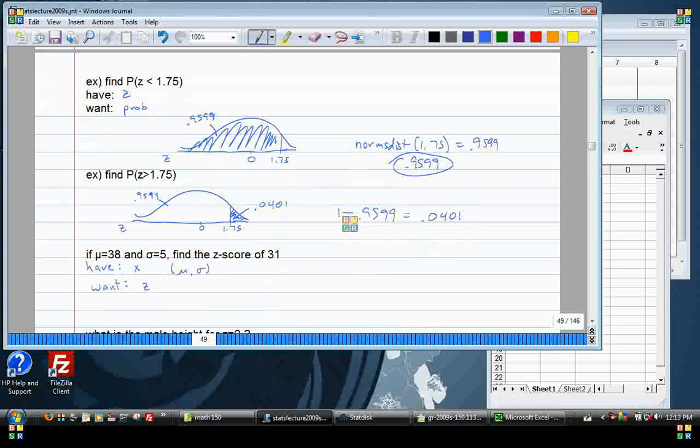So if we have x and we want a z, how do we do that? Right track, yeah. Sigma. Right. Okay. So mu was 38, z, oh wait, I flipped it around, sorry. We want z. So, z equals, right? Z equals what? Okay. So what are these numbers? 31 minus 38 over 5. Okay. That's negative 7 over 5. So it's negative 1.4.